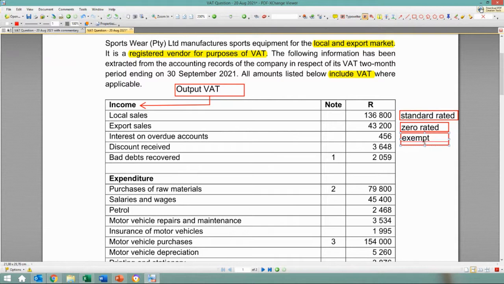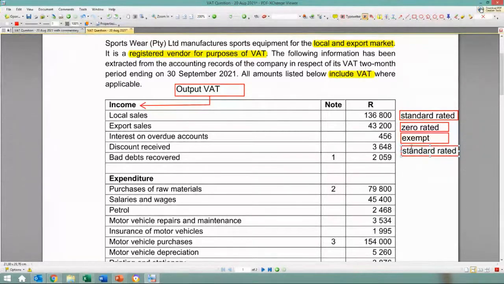Discount received, what do you think is discount received? Out of the 3 types of supplies, do you think it's standard rated? Do you think it's zero rated? Do you think it's exempt? What type of supply do you think is discount received? Okay, so discount received is standard rated because it does not fall under your list of zero and exempt items. But if you weren't sure, then you first had to go through your list and then decide.